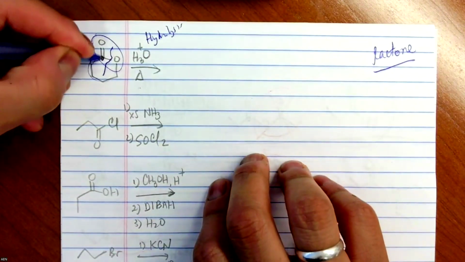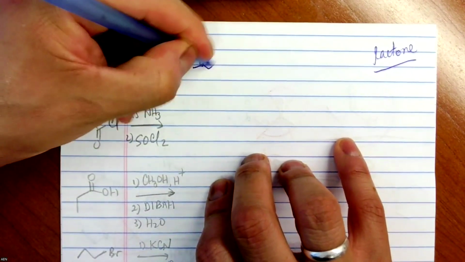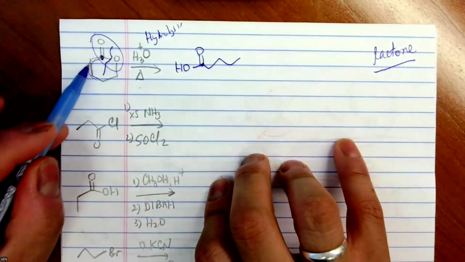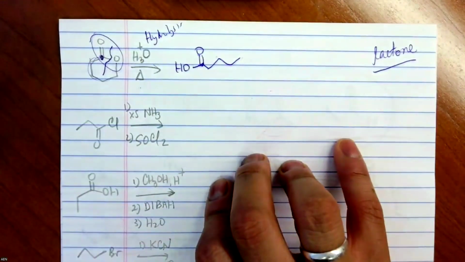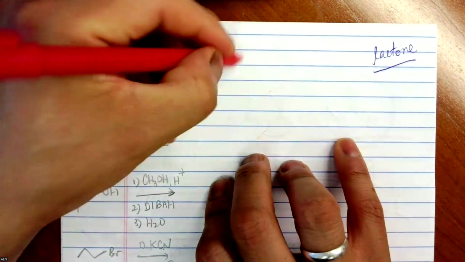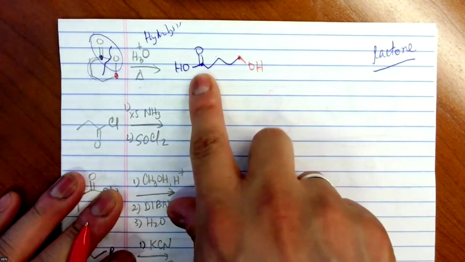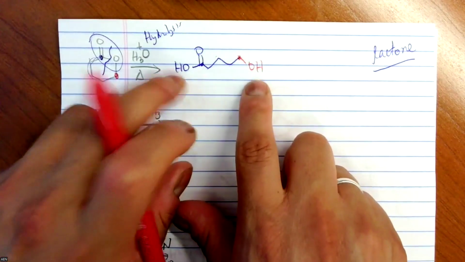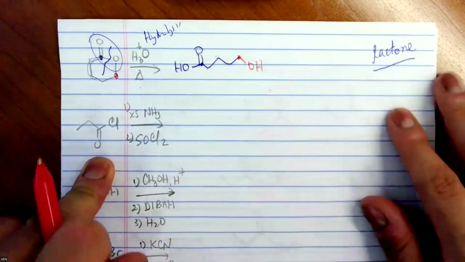So this side in red will be a carboxylic acid, or in blue. 1, 2, 3, 4, 5. And then this one will be in red, and that one carries the OH. Okay, so here will be the same compound, which has the carboxylic acid and the alcohol to make the ester, right? Good, great.